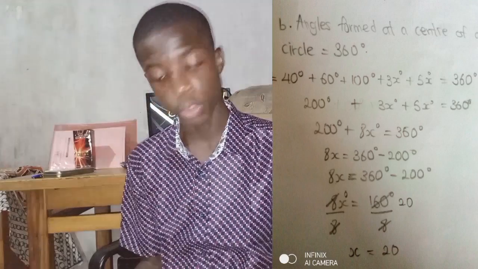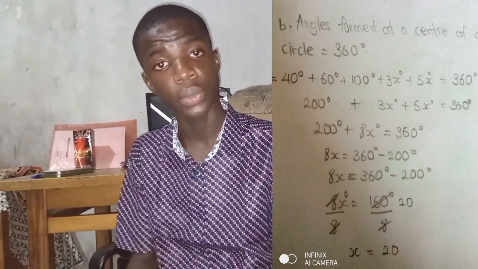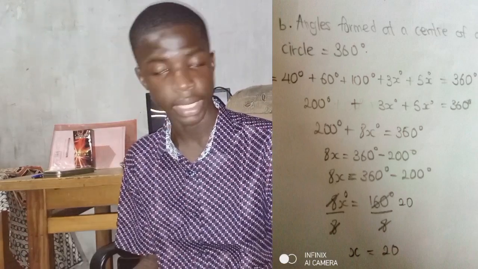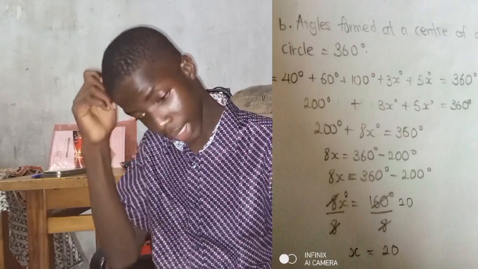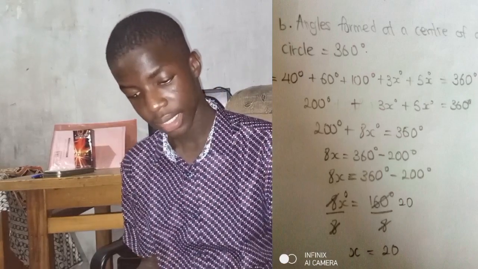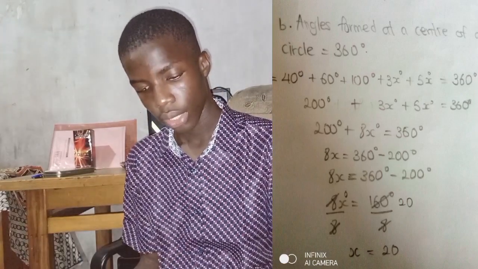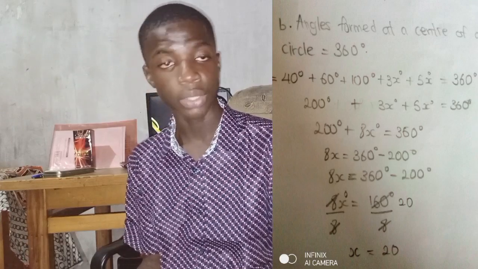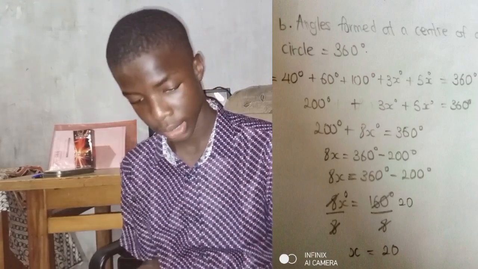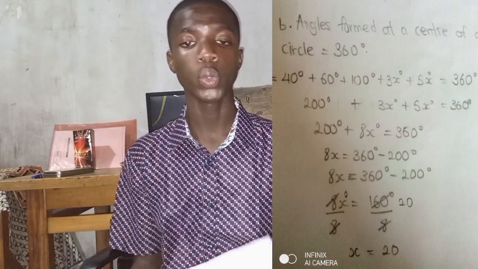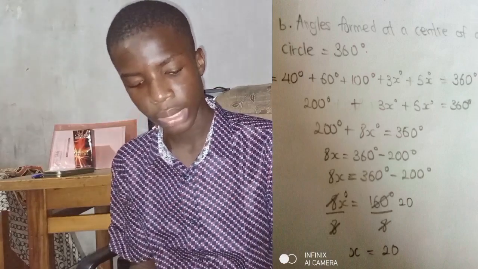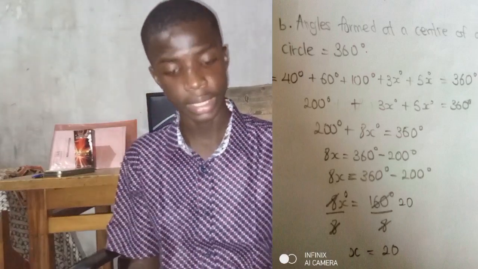So now we group like terms. The 200 crosses the equal to sign, then changes its sign from positive to negative, subtracting from the 360. So 8x is equal to 360 minus 200. 360 minus 200, we get 160. So 8x is equal to 160. We want our x, so the 8 divides through. 8 divides 160 20 times. So the answer for x is equal to 20 degrees.